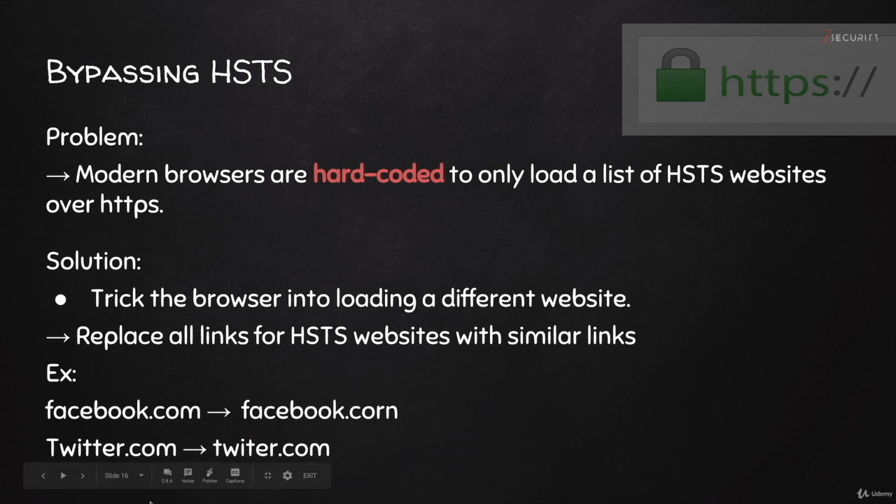For example, we can replace facebook.com with facebook.corn. Now, I know this seems very suspicious, but trust me, when it goes into the URL bar, the R and N here at the middle will seem very similar to the M letter. Another way of doing this, you can replace twitter.com with twitter.com, but with a single T here instead of a double T. I know this sounds a little bit confusing right now, but let me go and do it practically and you will see how this is going to work.